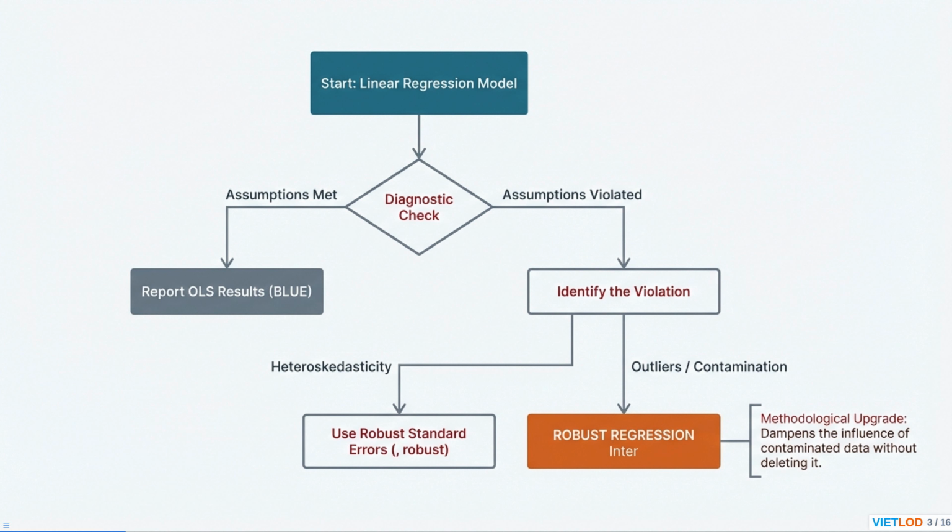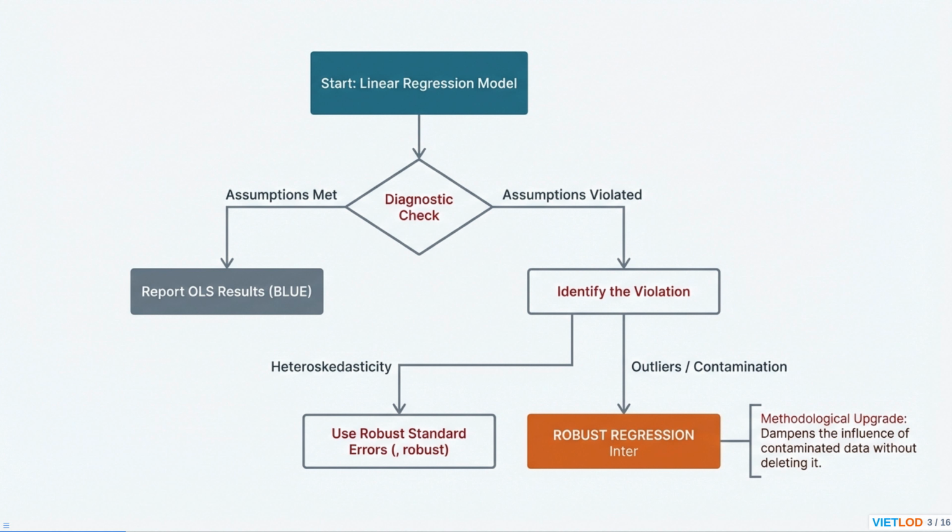This flowchart outlines a critical decision-making process when working with linear regression models. We always begin by running a diagnostic check after fitting our initial OLS model. If the classical OLS assumptions are met, we can confidently report our OLS results. However, if assumptions are violated, we must identify the specific type of violation. If we detect heteroscedasticity, a common issue where the variance of the errors is not constant, we should use robust standard errors. This corrects our inference without changing our OLS coefficient estimates.